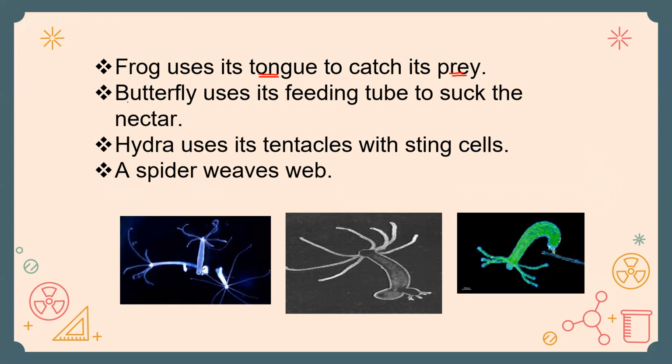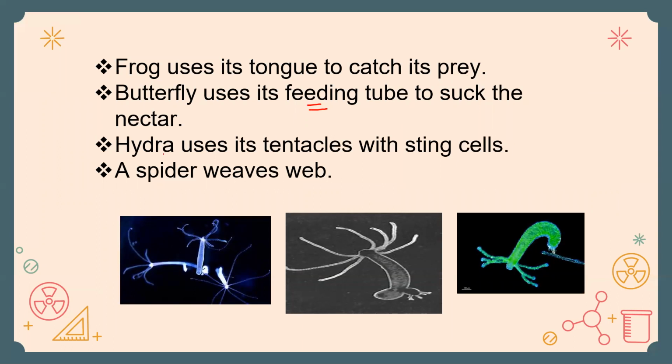Butterfly. This butterfly uses its feeding tube to suck the nectar from the flower. Just like this is the flower, the butterfly comes here and sucks the nectar, because it has a feeding tube, just like we suck juice from a straw. It also has a feeding straw. You can say a tube.